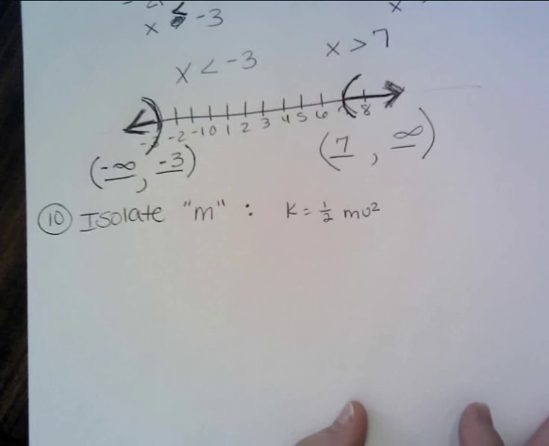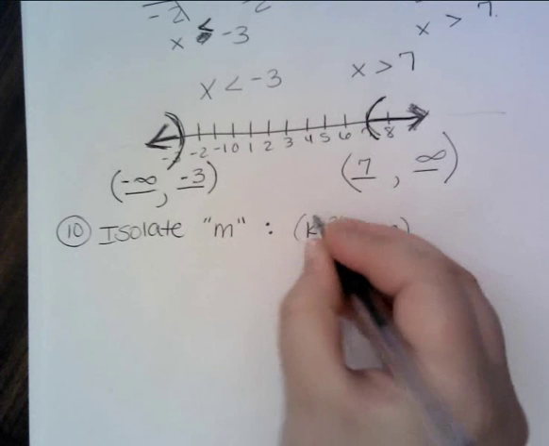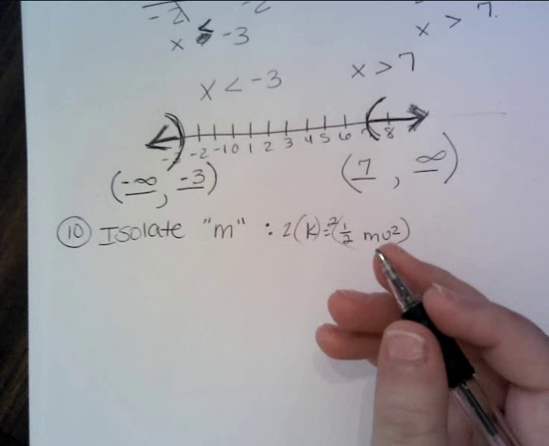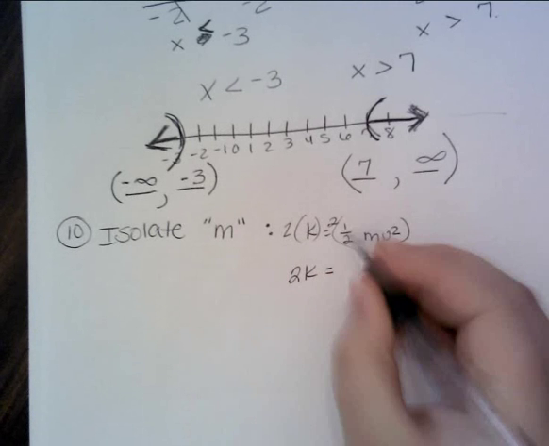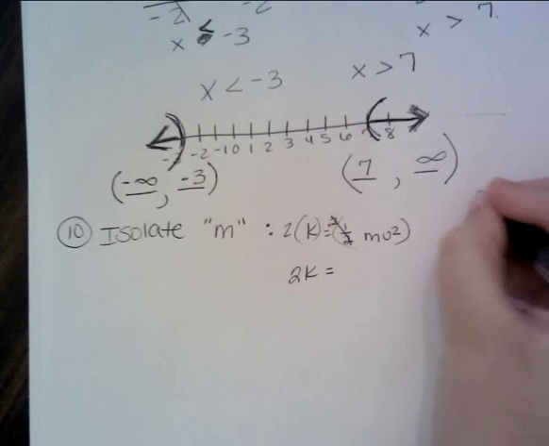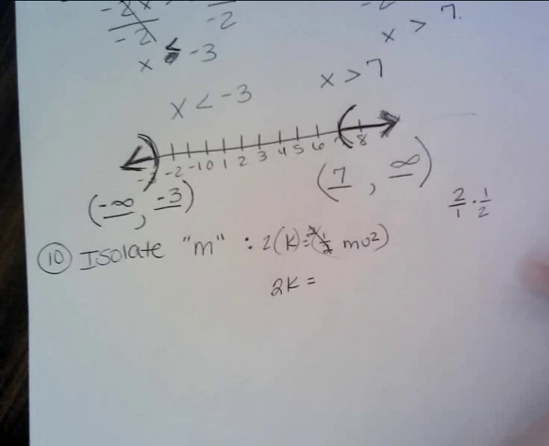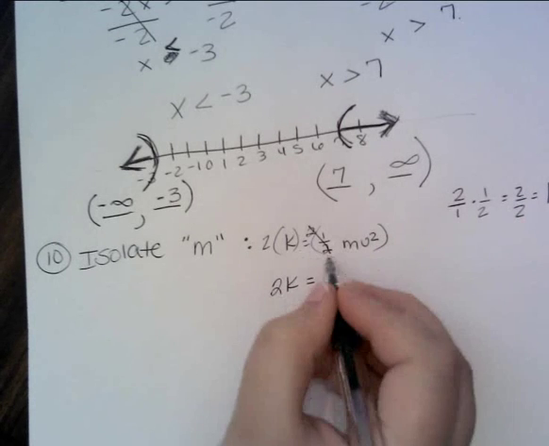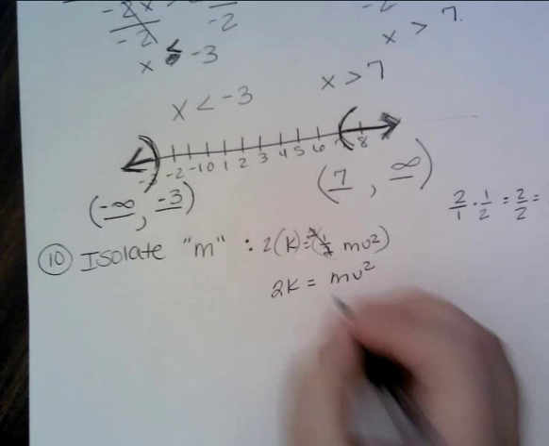So that gives me 2k equals mv squared, because the 2 and that 1/2 cancel: 2 over 1 times 1 over 2 gives you 2 over 2, which is 1. Then to get the m by itself, m is being multiplied by v squared, so the opposite would be to divide. So you should get 2k over v squared equals m.